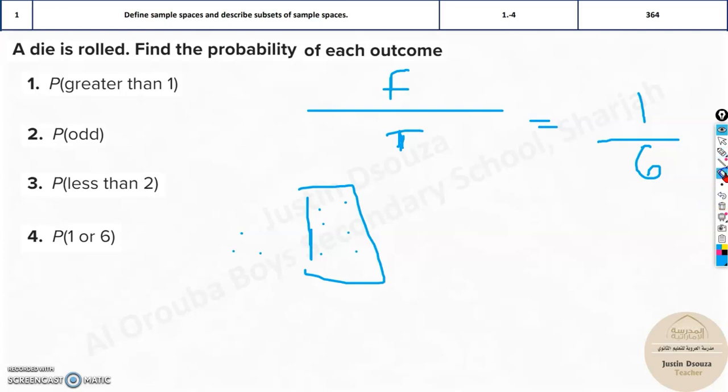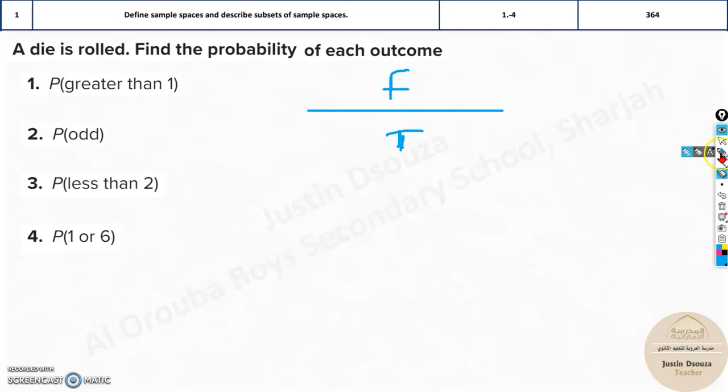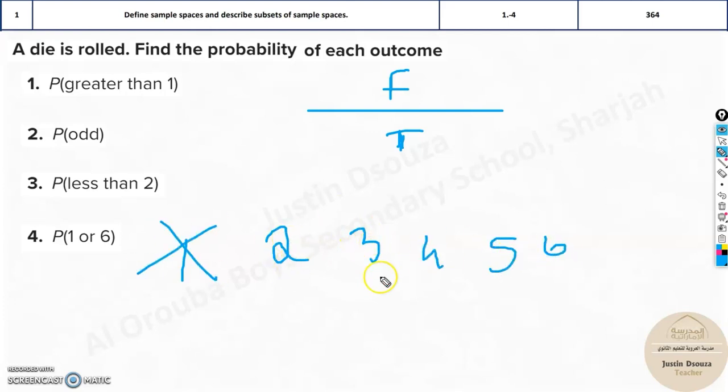Now let's see over here. What they have asked is greater than 1. What does that mean? There are 6 digits on the die. I need all the digits more than 1. So excluding 1, I need 2, 3, 4, 5, 6. Only 1 is excluded. So how many are there?